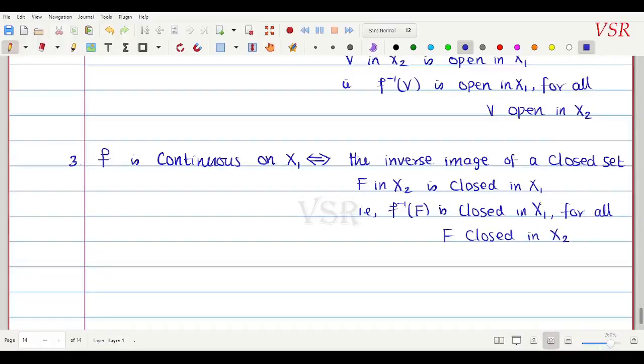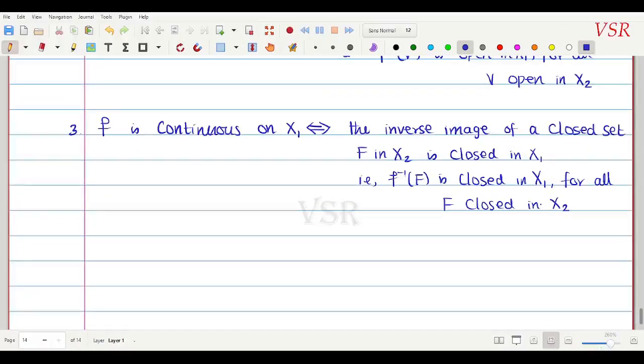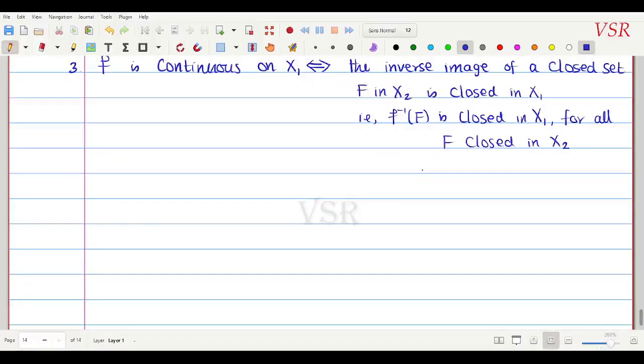Now let us prove this theorem. I will assume one statement and prove the other. In the proof, I only need to prove one algebraic equation. So first let us assume that f is continuous on X1.